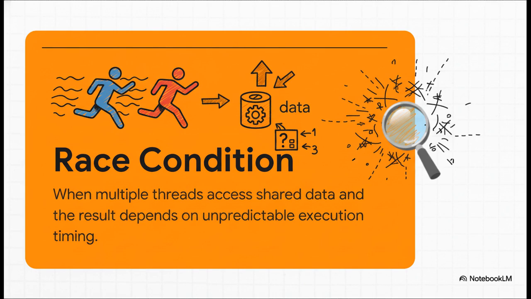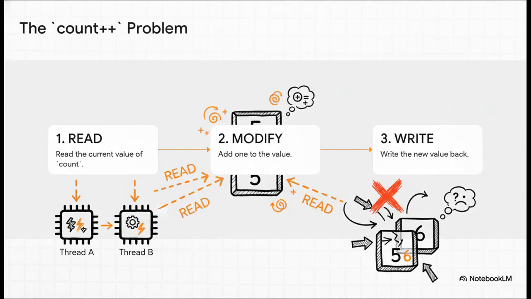Well, not so fast. See, that simple little count plus plus operation isn't just one single action to the computer. It's actually 3 separate steps. Read the value, add 1 to it, and then write the new value back. So picture this. Thread A reads the value, which is 5. But before it can write 6 back, the system switches over to thread B, which also reads 5. Now eventually, both threads will write 6 back to memory. The counter only went up by 1 instead of 2. You've literally lost an update, and now your data is wrong.